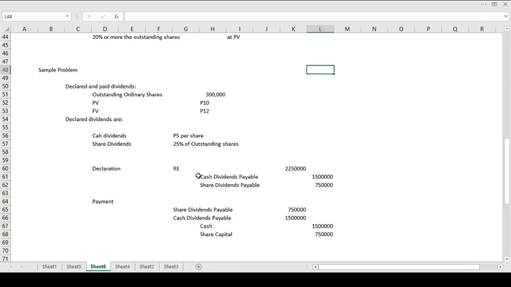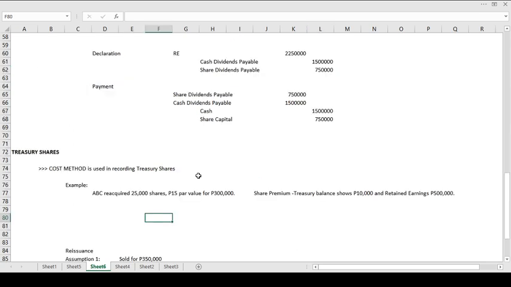Paano po i-apply ang cost method on the treasury shares? Well, take note, treasury shares are reacquired shares. Parang yung inisyu mo na sa shareholder, binawi mo pa. So, that is treasury shares. For example, ABC reacquired 25,000 shares with a par value of 15 for 300,000.